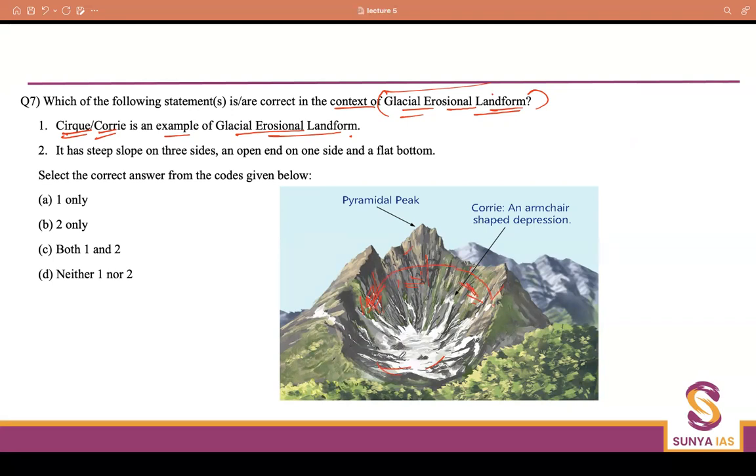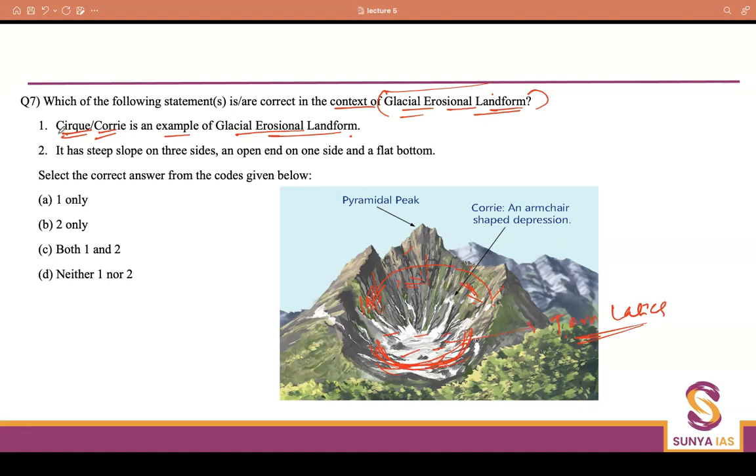All right. And this bowl or saucer-shaped depression, if the ice melts, may convert into a lake also, and these types of lakes are known as tarn lakes.